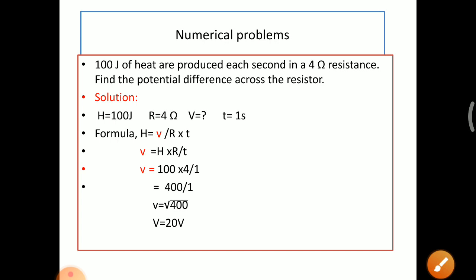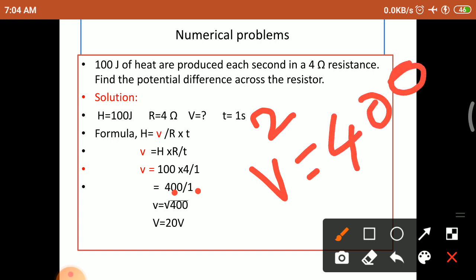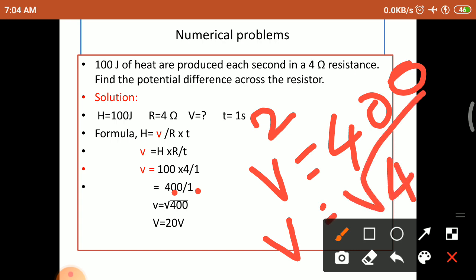So 100 into 4, 400 by 1. That means V squared equal to 400. What is the value of V? V equal to root of 400. If you take the root, you get V equal to 20 volt. So the potential difference across the resistor is 20 volt. I hope you understood the numerical problems.